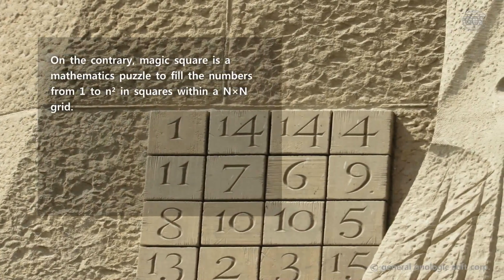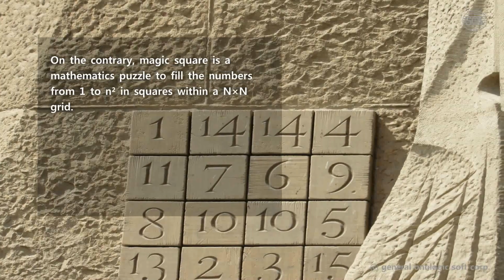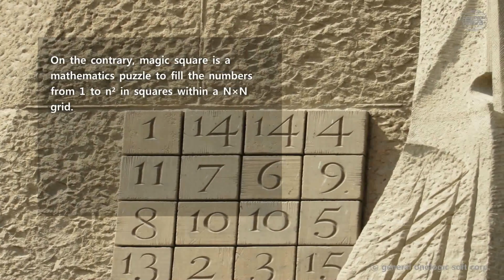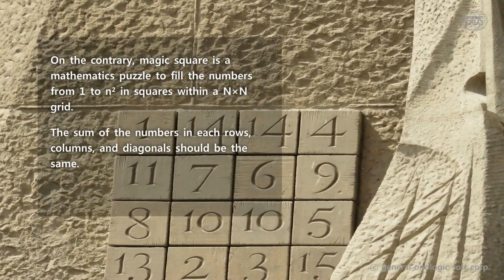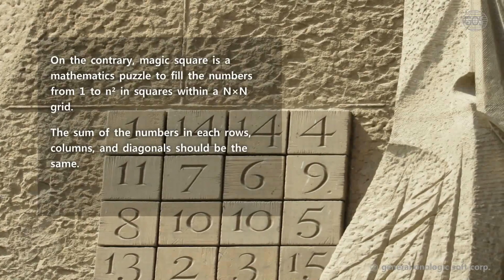On the contrary, a magic square is a mathematics puzzle to fill the numbers from 1 to n squared in squares within an n by n grid. The sum of the numbers in each row, column, and diagonal should be the same.